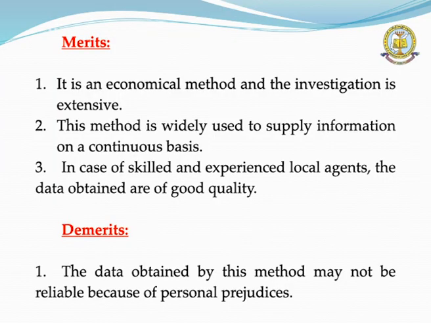Demerits: the data obtained by this method may not be reliable because of personal prejudice. This means if a person is reliable, he can collect the information correctly, but he may not be willing to give the suitable result because he doesn't want to give the actual result. He wants to stop, he wants to wait, he wants to check one more time. So, these take place in this method.